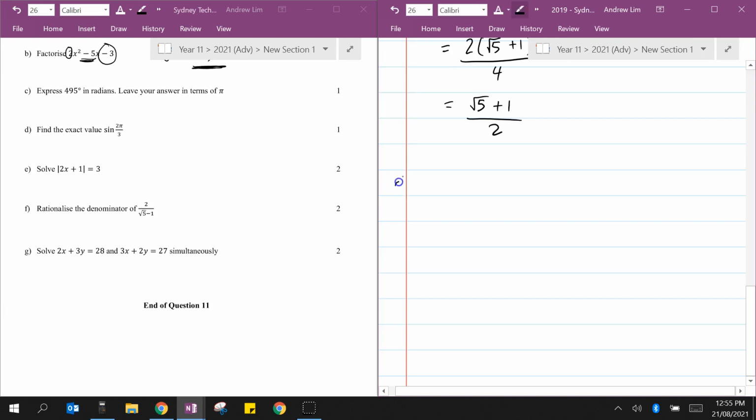Question G. I should put it over here. Solve 2x plus 3y equals 28 and 3x plus 2y equals 27 simultaneously.